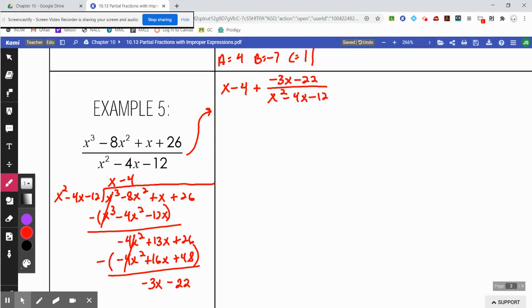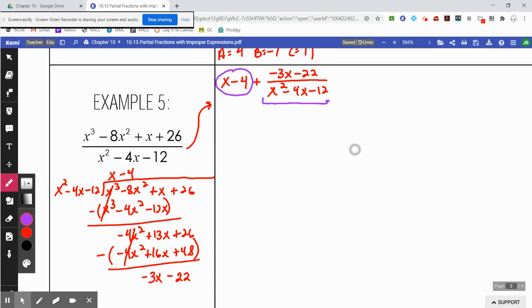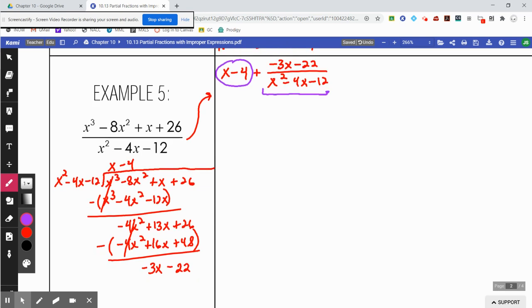And that is what we're going to try to decompose. The x plus 4 is done. So now we're going to decompose the rest of it into a couple of fractions here. So let's go ahead, and we could actually come straight down from there.